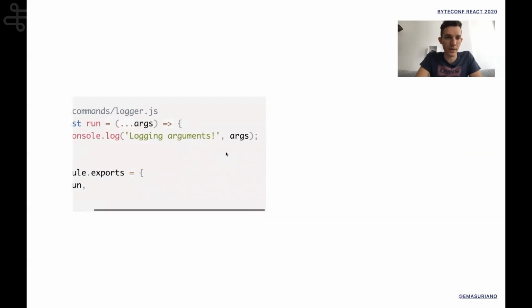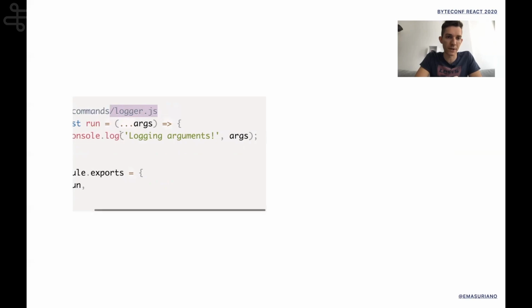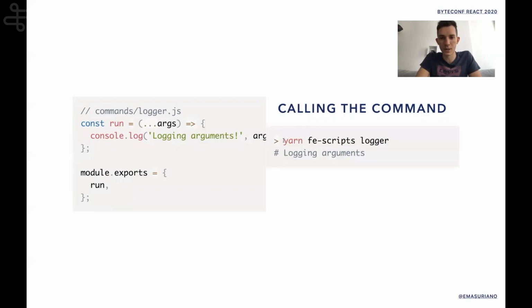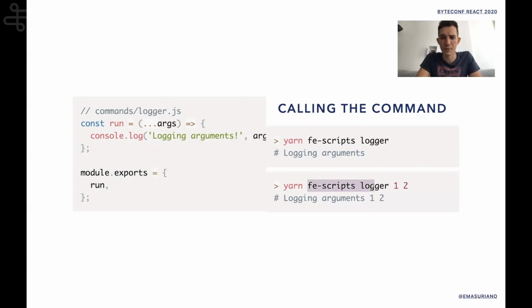Commands are in a specific folder, and this is the name of my command. I'm exporting a run function, and in this case it is the command logger. How do you call the command? You normally run yarn fscripts and then the name of the command, and here this is going to be the output, logging arguments. If I do the same, yarn fscript logger 1, 2, it's going to log the arguments, spreading the others in the console log.